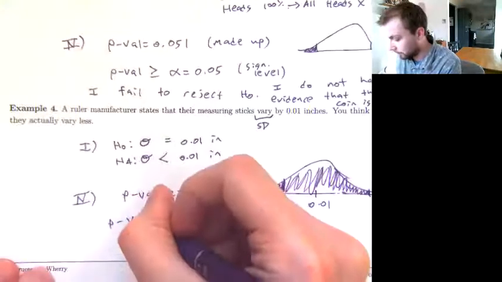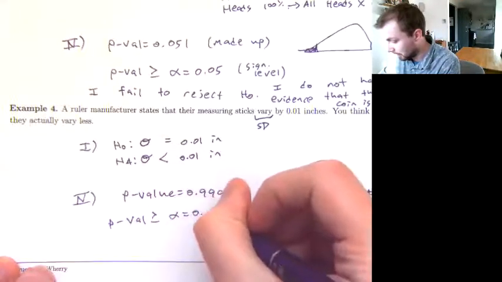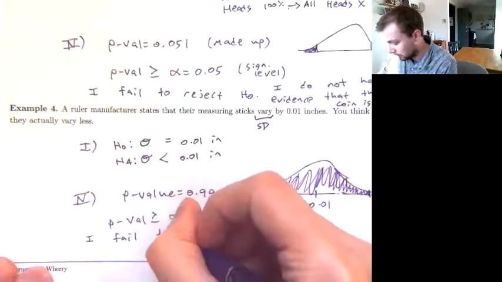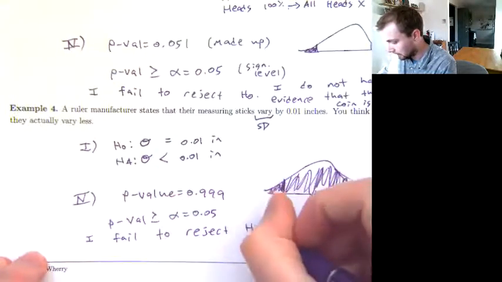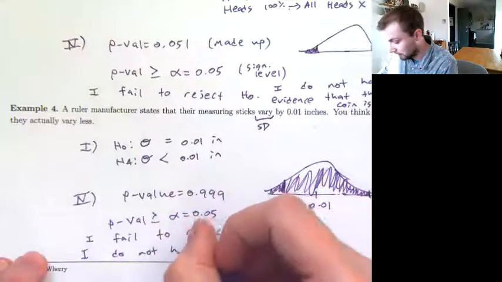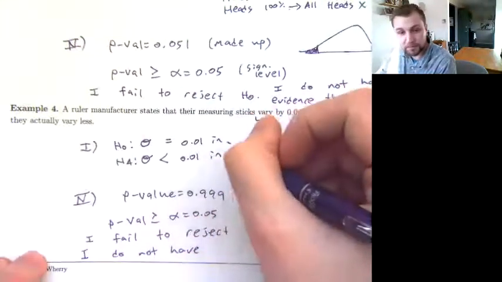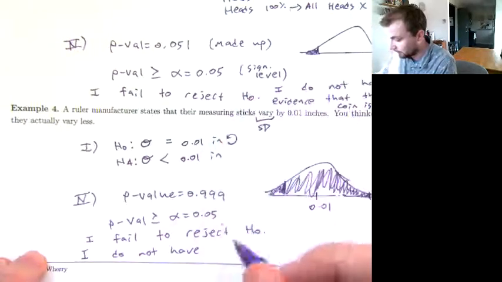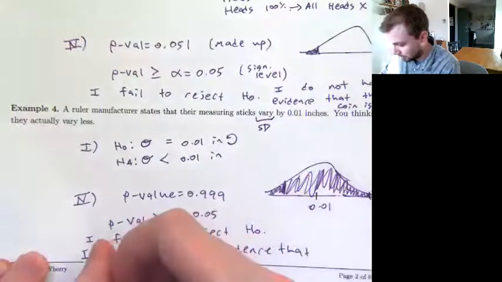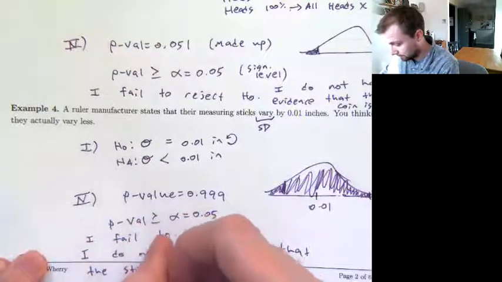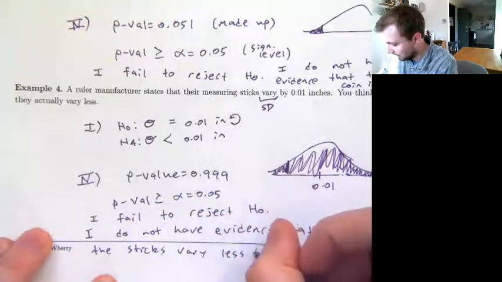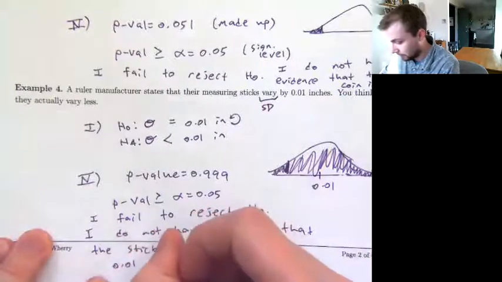If I have a p-value bigger than 5%, my significance level, I fail to reject the null hypothesis. In this case, I would say I do not have evidence of this alternative statement. I want to be able to say that, but I can't. I'm kind of stuck up here. I do not have evidence that the measuring sticks vary less than 0.01 inches.